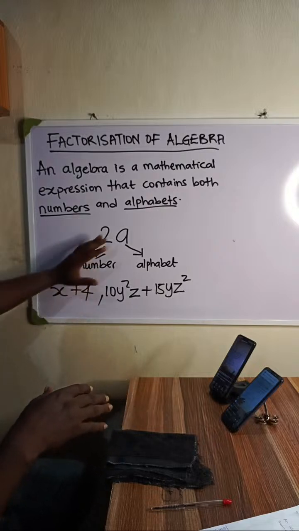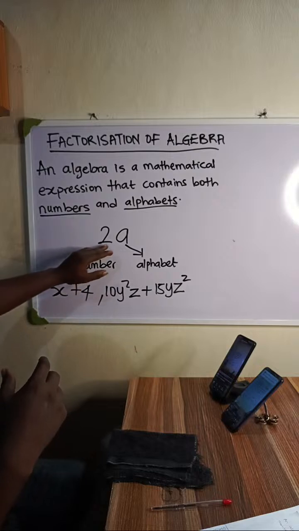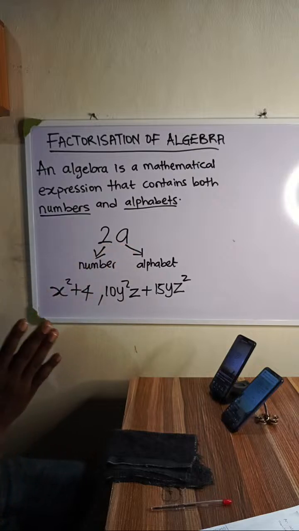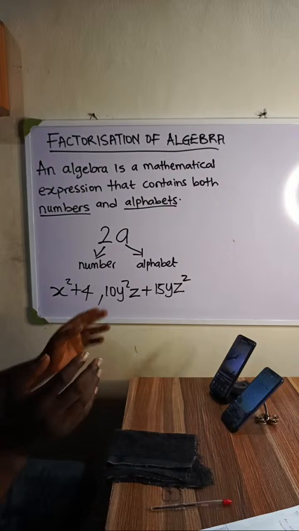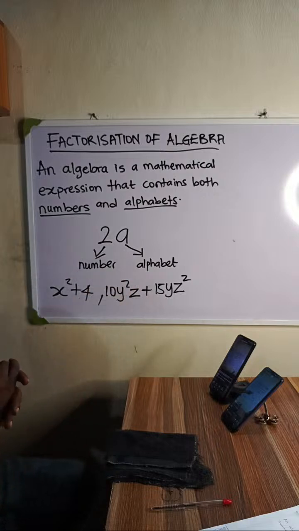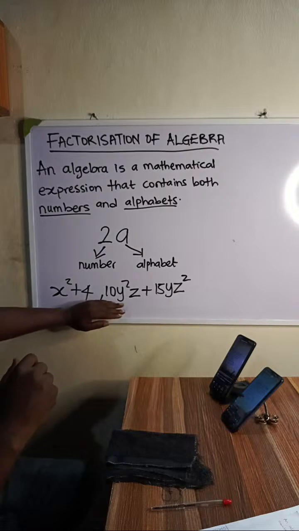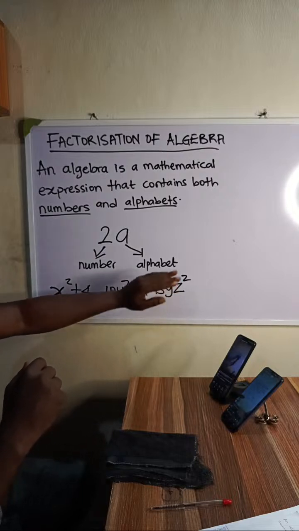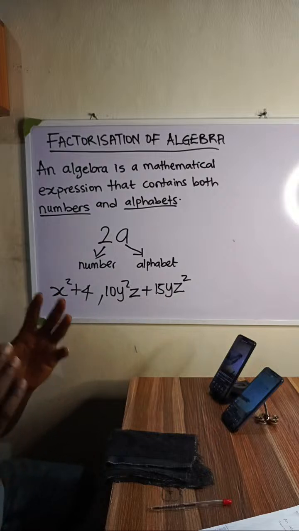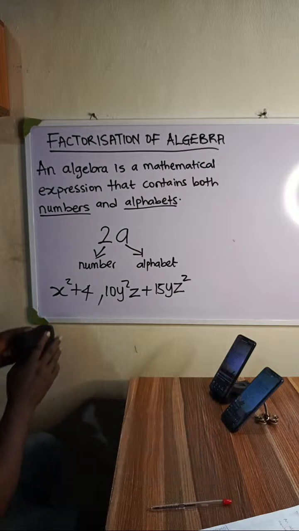Okay, so I gave different examples and I said there are still more complex forms of algebra. For example, you have 2a. 2a is a simple form of algebra, the simplest form you can ever see, because here we have 2 as a number, a is the alphabet. Also you have x squared plus 4, it is an algebra. You have 10y squared z plus 15yz squared. Any mathematical expression that you can find numbers and you can find alphabet qualifies to be an algebra. Okay, so let's continue.